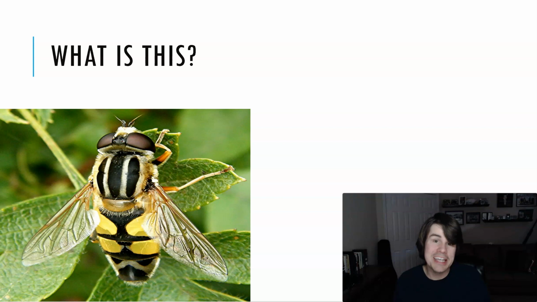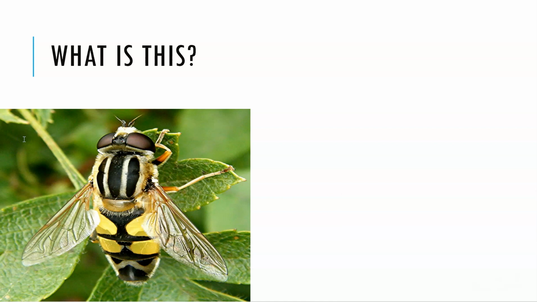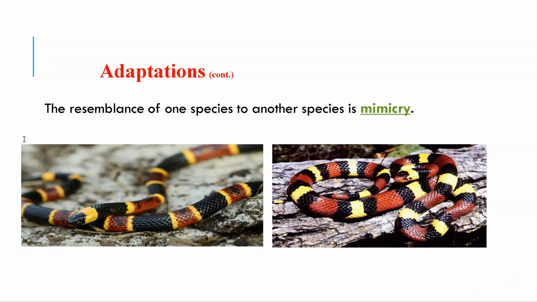If I were to ask you what is this, you might be tempted to say a bee, but it's not. It's actually a hoverfly. This is mimicry. Mimicry allows organisms to copycat harmful organisms, and since they look dangerous, their fitness level goes up. Both of these snakes are in Florida. This is a very common example of mimicry.